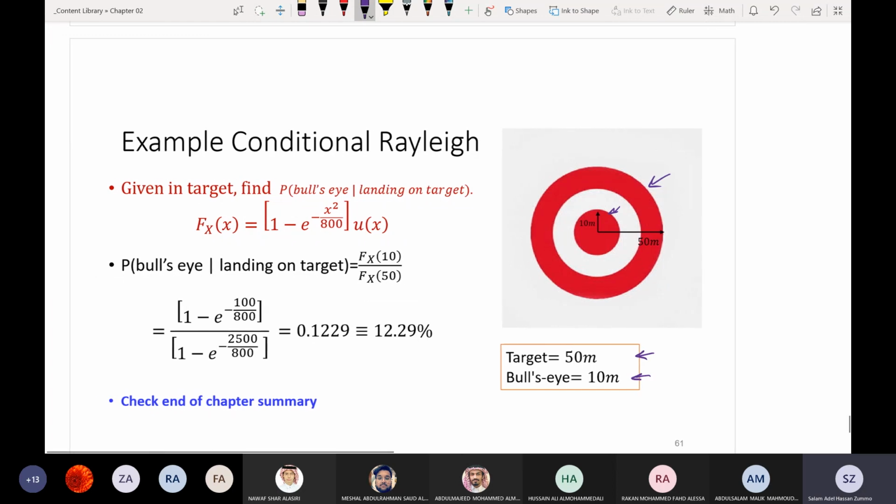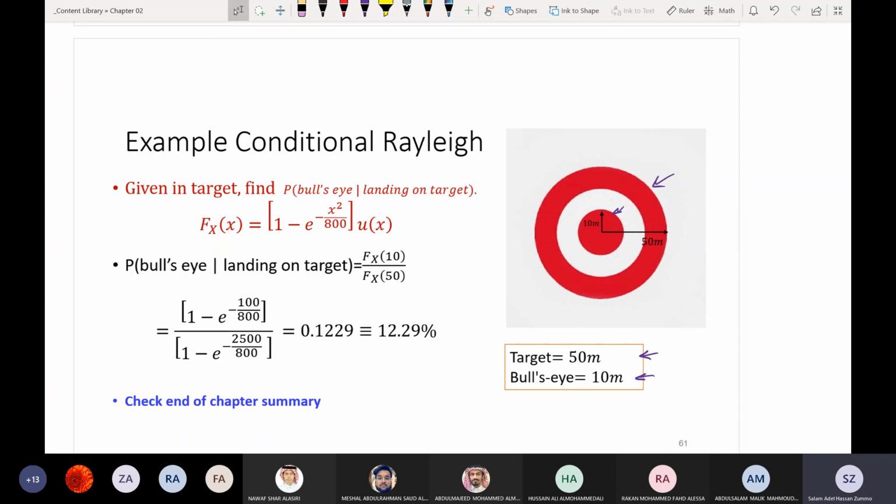Okay? Now the probability distribution, given you land on the target, the probability distribution fx of x, so if you make a shot, the distribution that you get anywhere at the radius between 0 to infinity, is equal to this, or somewhere in between. It's equal to e to minus x squared divided by 100, u of x.